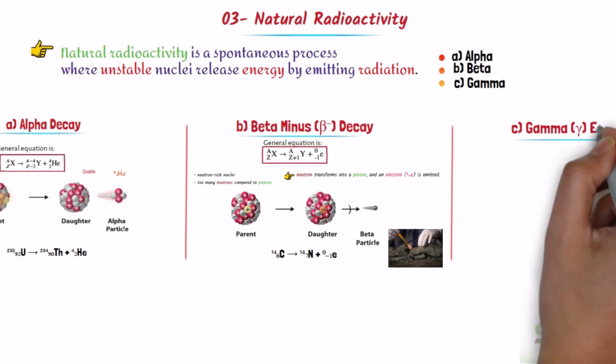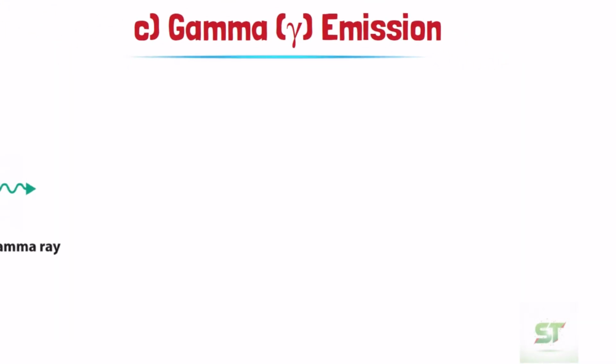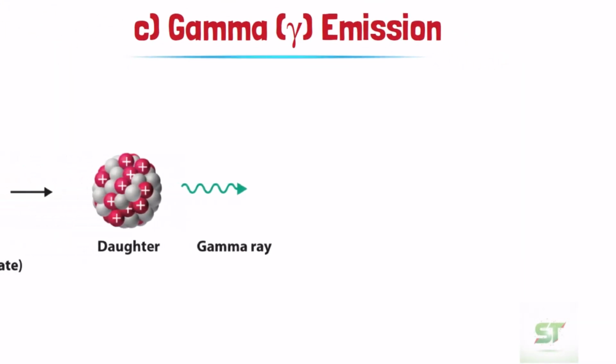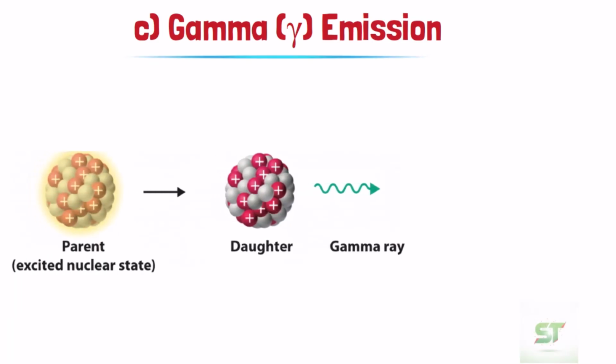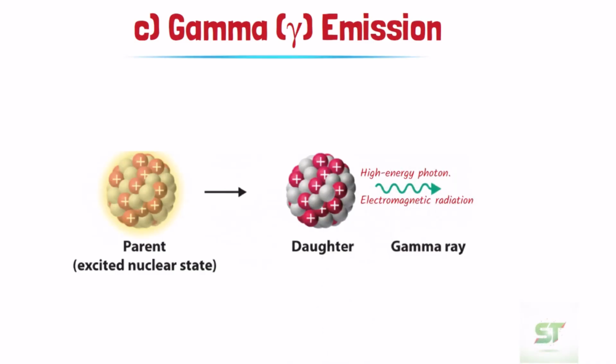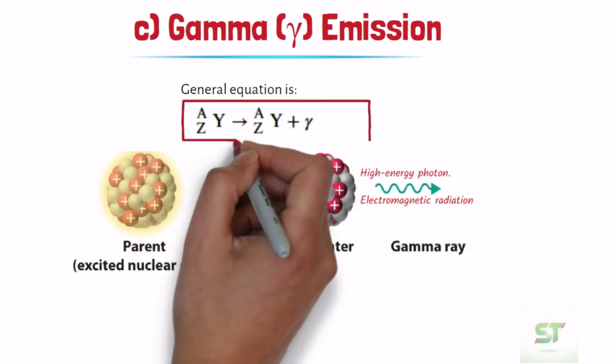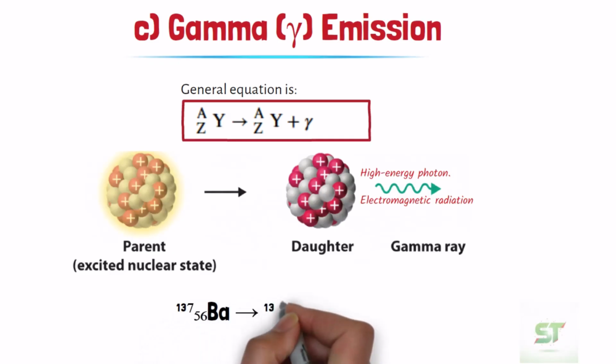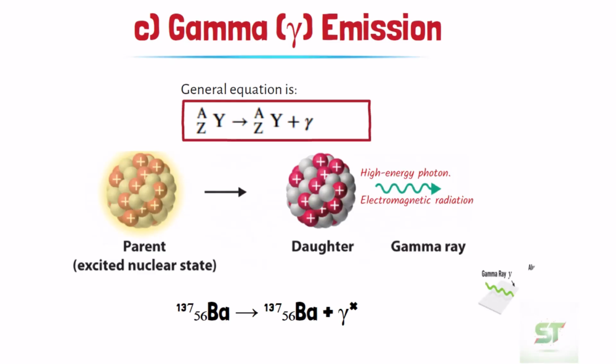After alpha and beta decay, the new nucleus is often left in an excited state. To release this excess energy, it emits gamma radiation, which is not a particle but a high energy photon or electromagnetic radiation, and can be explained by this equation. Unstable barium can transform to stable barium, emitting gamma radiation. Gamma rays are the most penetrating form of radiation, capable of passing through thick layers of material.